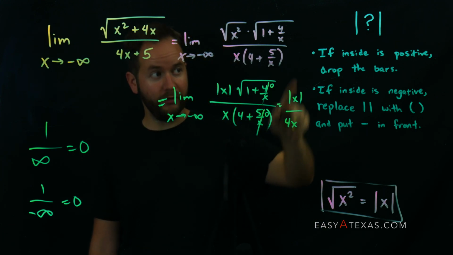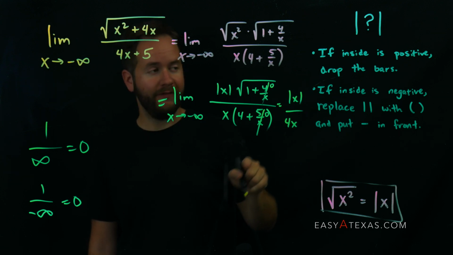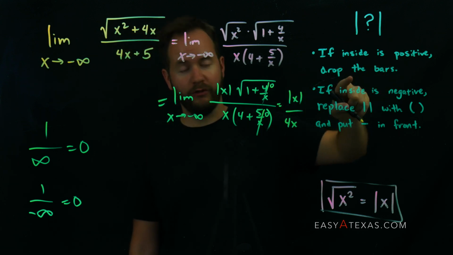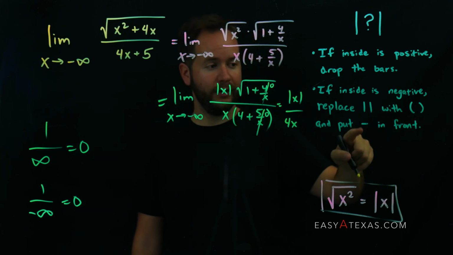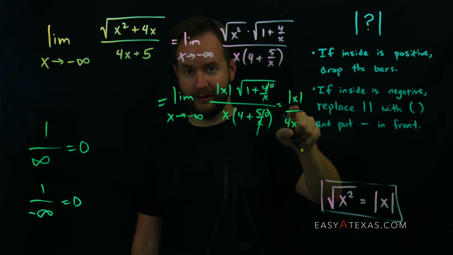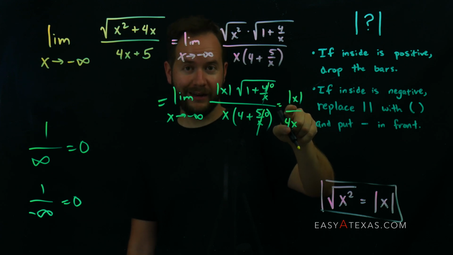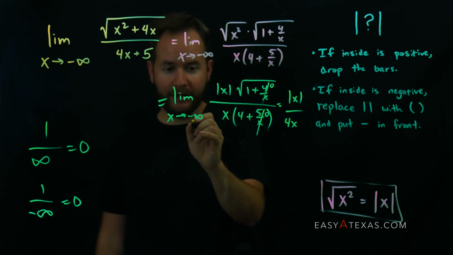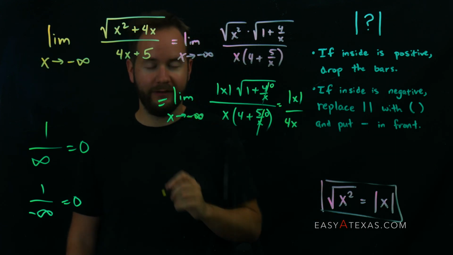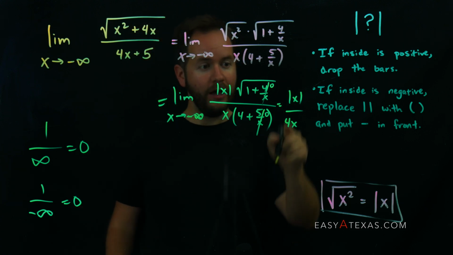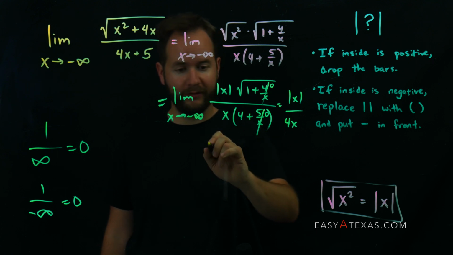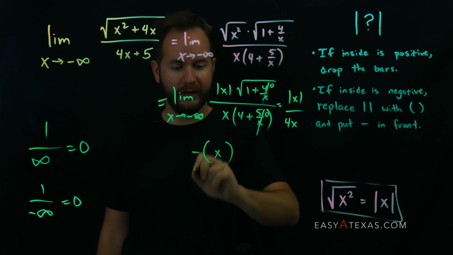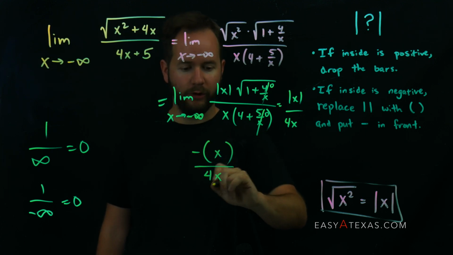Now I still have to deal with the absolute value of x over 4x. This is where we have to use these rules in blue. Recall that if the inside of that absolute value bars is positive, we just drop the bars. If the inside is negative, we replace the bars with parentheses and put a negative out in front. Well, how do I know the inside of this absolute value bars is negative? Well, we'll just check out the limit. The limit is going toward negative infinity. This is the value of x as x goes to negative infinity, which is to say the inside of these bars will be negative. And because of that, we're going to replace those absolute value bars by parentheses, putting a negative out in front, and then we have 4 over x.